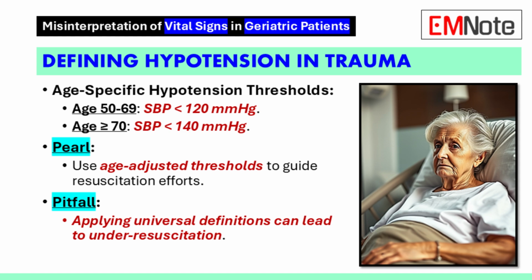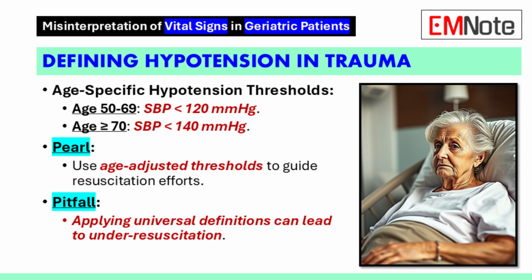Defining hypotension in trauma. Defining hypotension in geriatric trauma patients requires age-specific considerations. A study of nearly 25,000 trauma patients found that the optimal definition of hypotension varies by age. For patients aged 50 to 69, hypotension is defined as a systolic blood pressure of 120 millimeters of mercury. For patients 70 years and older, it is defined as 140 millimeters of mercury.